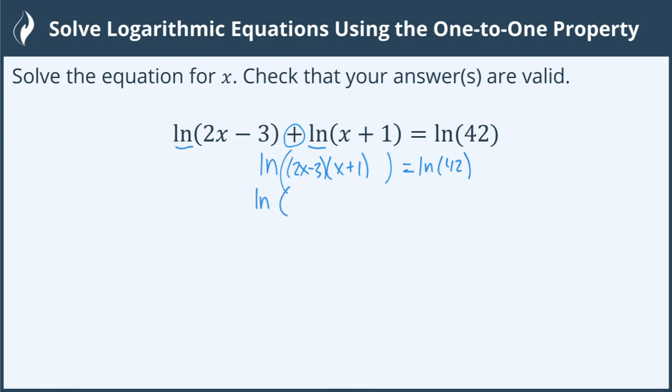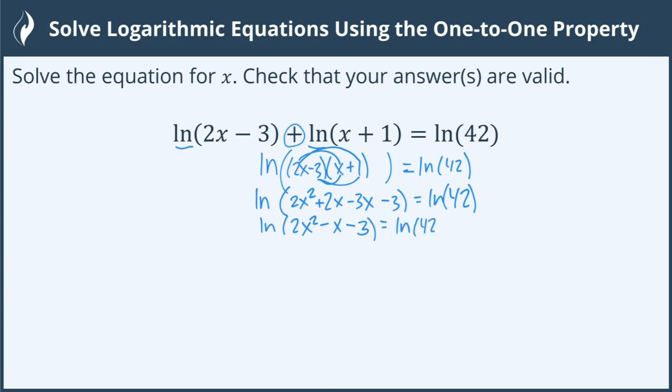So this is two binomials multiplied together, which we can do using FOIL. So 2x times x is 2x squared. 2x times 1 is 2x. Minus 3 times x is minus 3x. Minus 3 times 1 is minus 3. Let's clean it up a little bit and combine like terms. We have 2x squared minus x minus 3 equals the natural log of 42.